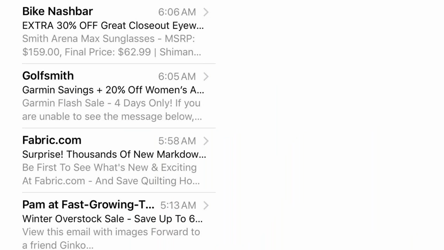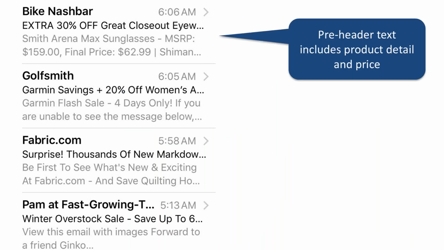And this first example from Bike Nashbar, you see here, they do a pretty nice job of this. They include the offer, they have a product price point. So there's a lot that you can take away just from looking at the subject line and the pre-header text in the inbox. You have a pretty good idea of what the email is about. So that increases your chance of getting someone to open if they're interested.